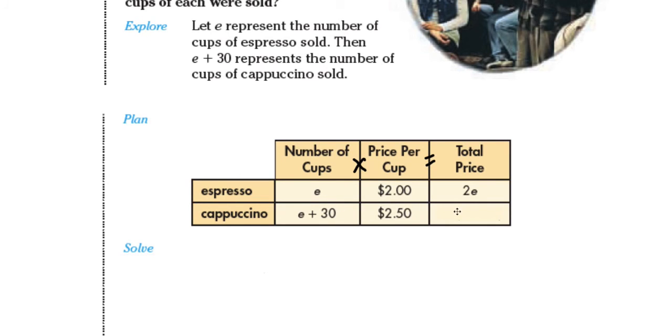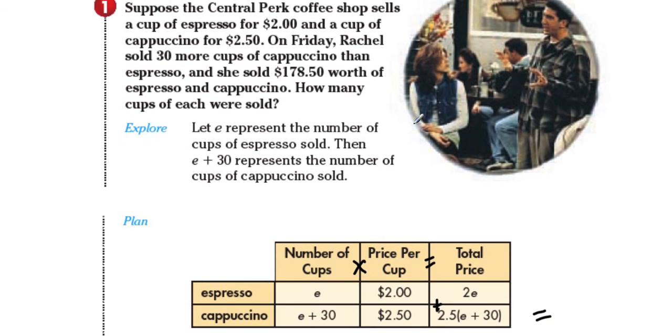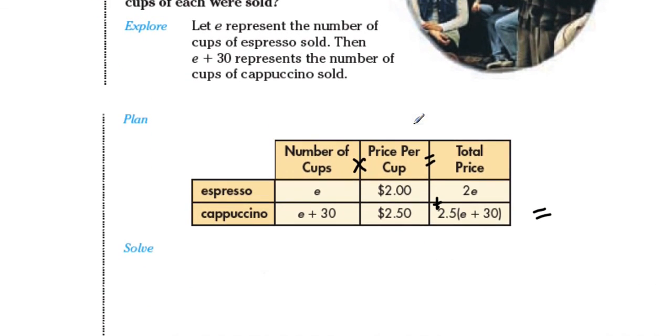If you follow this formula, it's going to be 2.5 times E plus 30. And solving this problem, we basically add these two. Add the total price of espresso plus the total price of cappuccino, and when we add them, it should equal the amount she sold, which is $178.50.